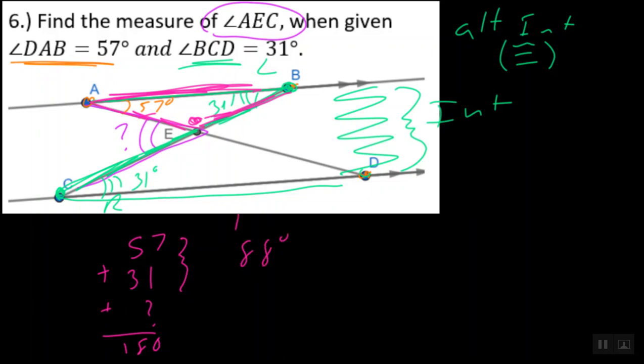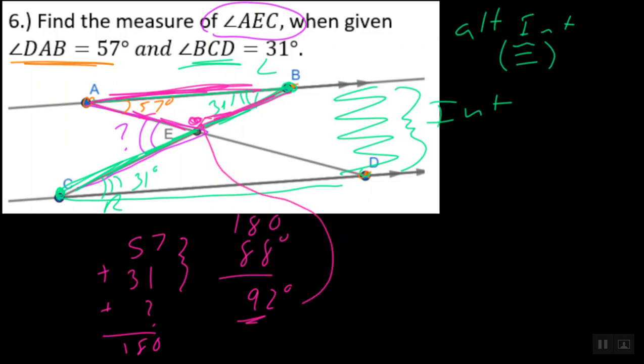Okay, so we can subtract 88 from 180. Now, I don't want to make any silly mistakes here, so let me just go ahead and do that. 180 minus 88. And that's going to give us 92 degrees. So I know that this angle right here is 92 degrees.